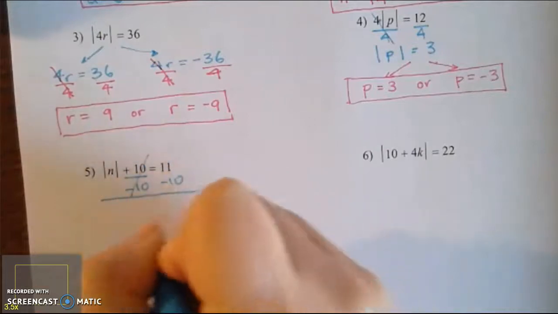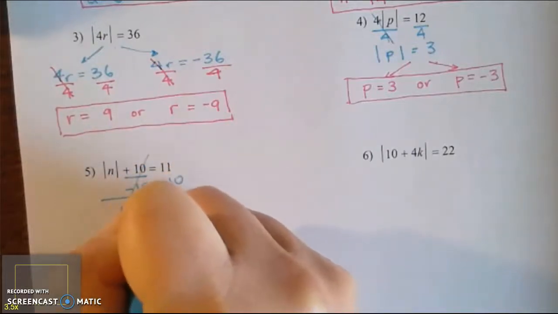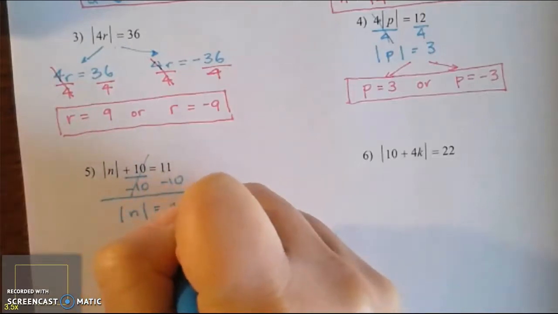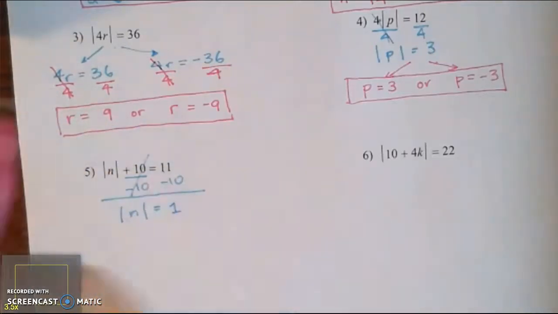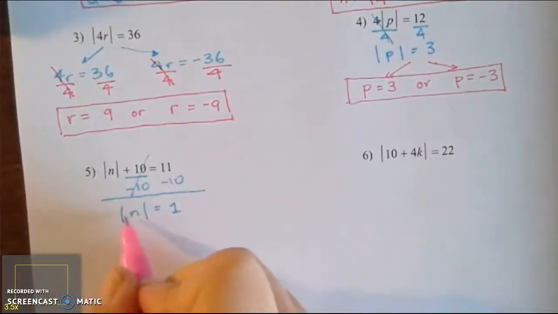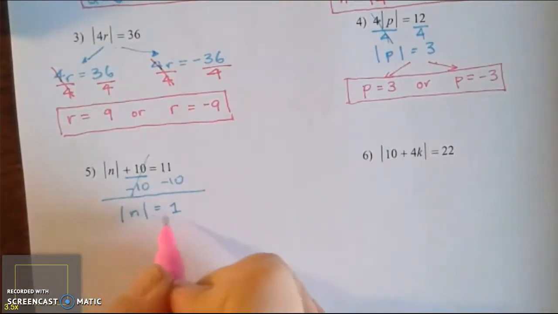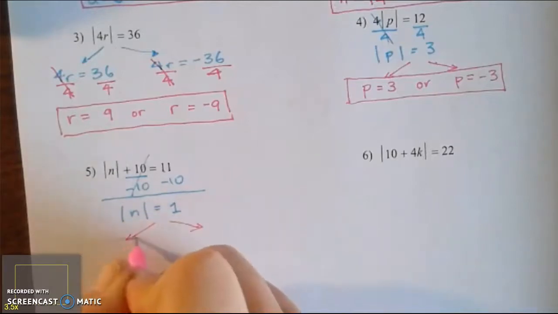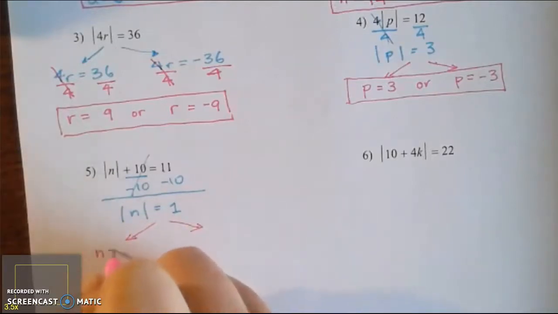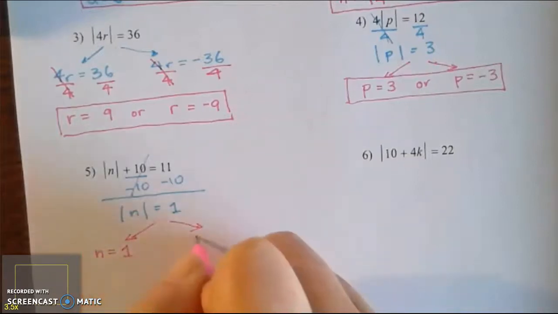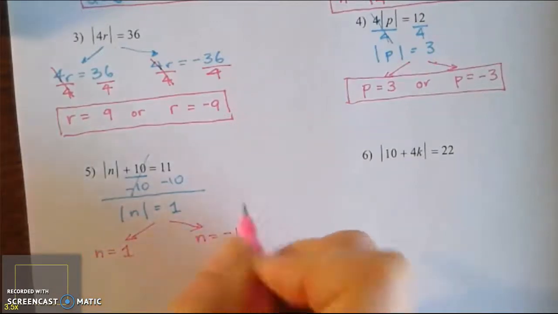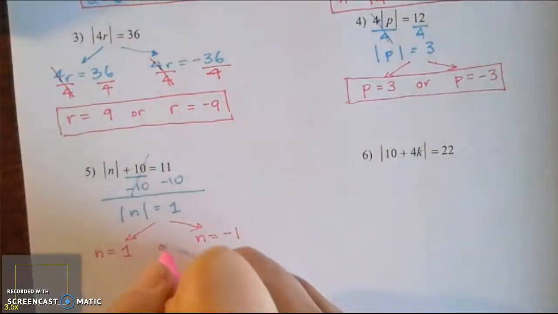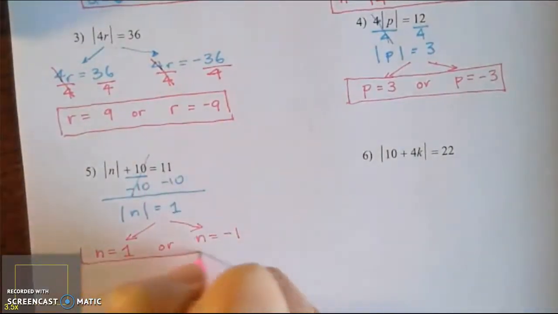That becomes my 0, and you're left with the absolute value of n is equal to 11 minus 10, which is just 1. Now that I have just the absolute value symbol with things inside is equal to 1, I can split this into two different versions, and n could be equal to positive 1 or n could be equal to negative 1. Alright, and that's it. Those are my solutions.